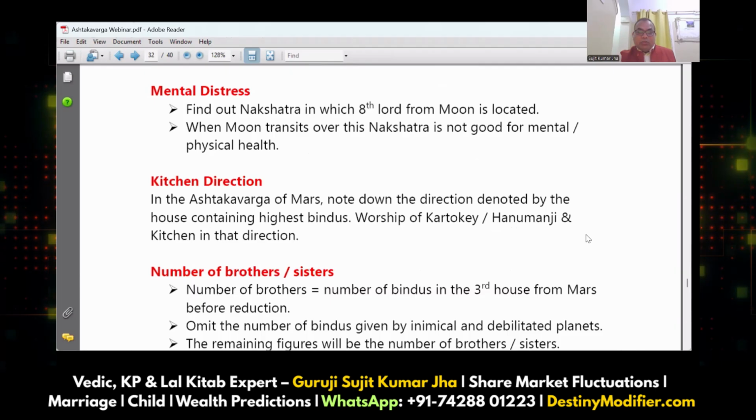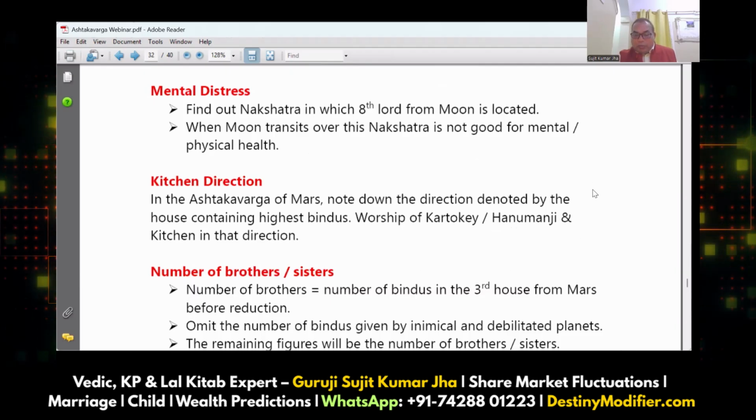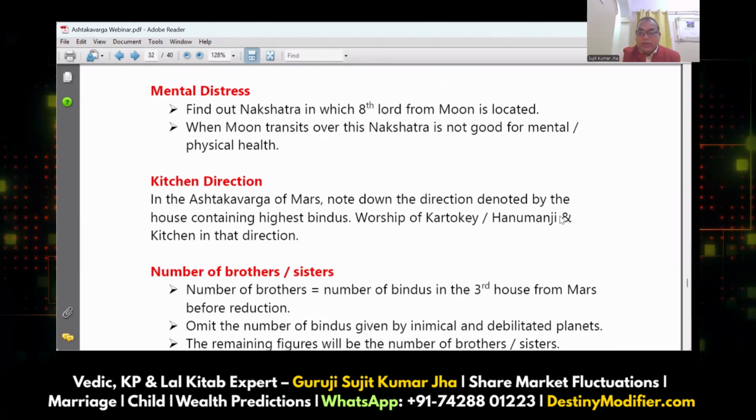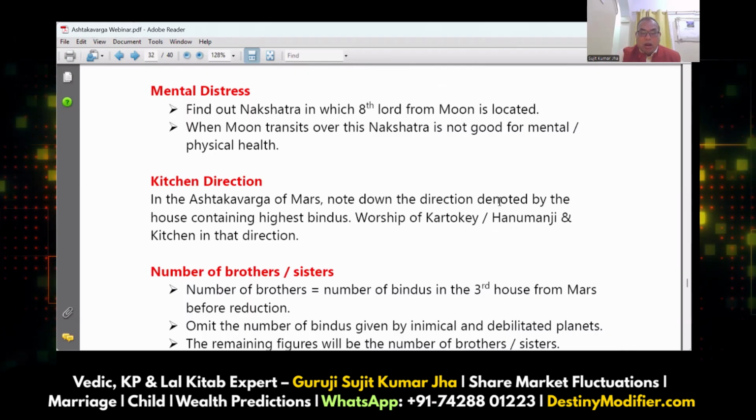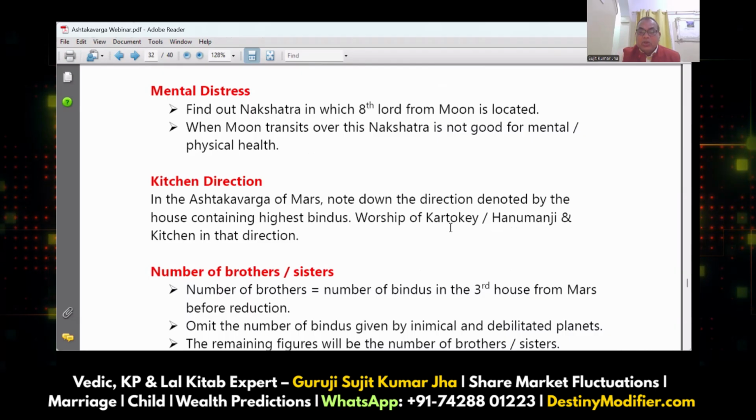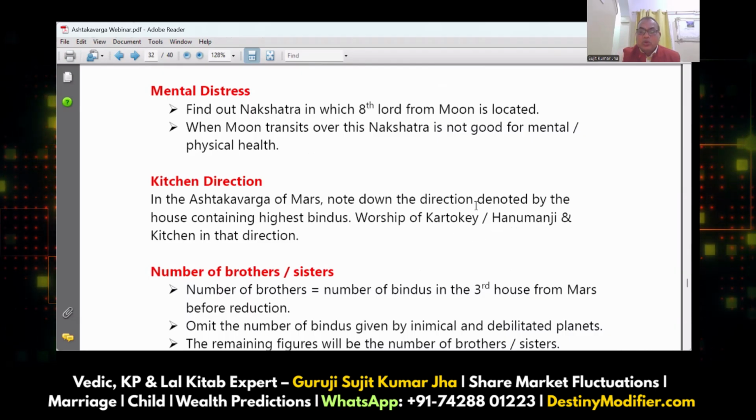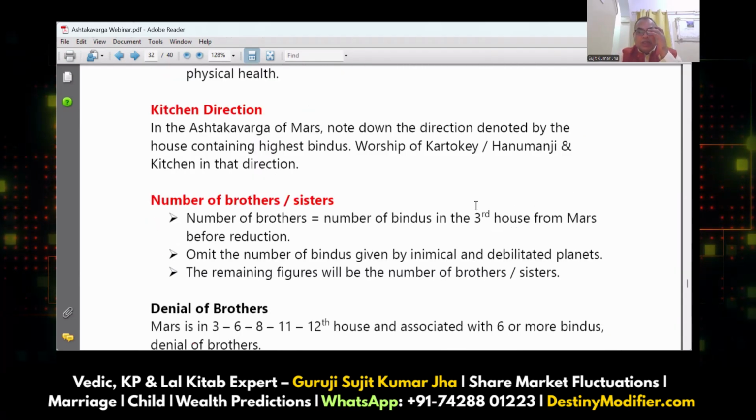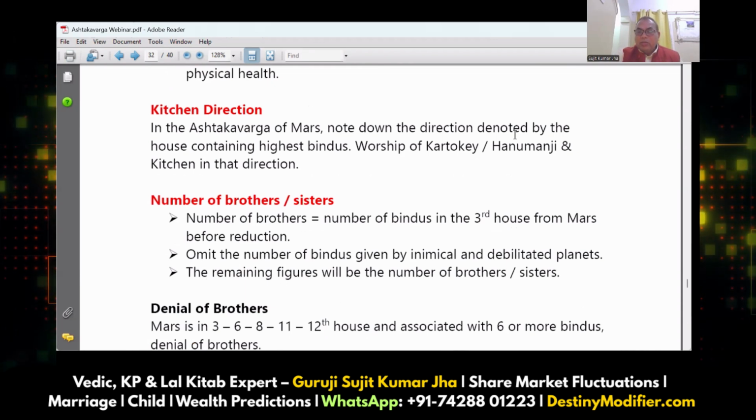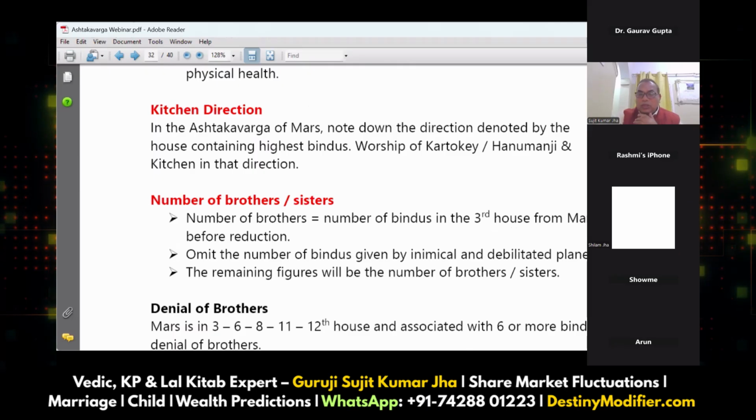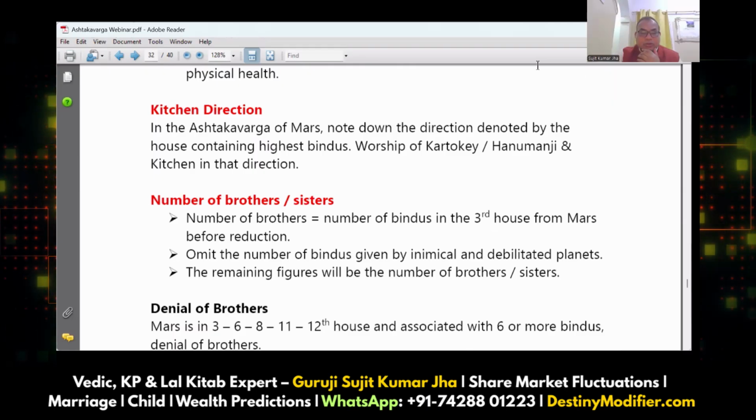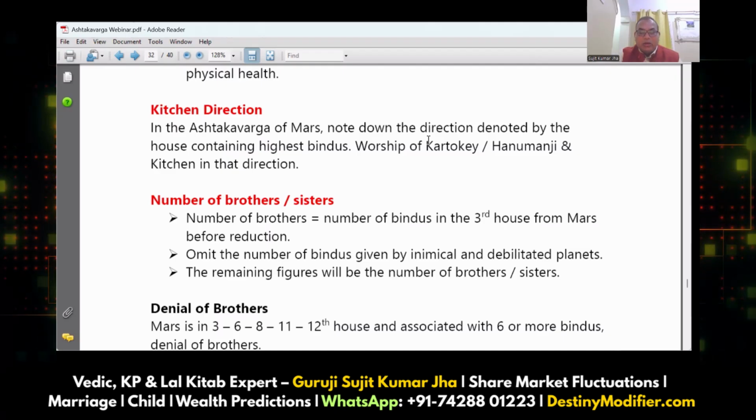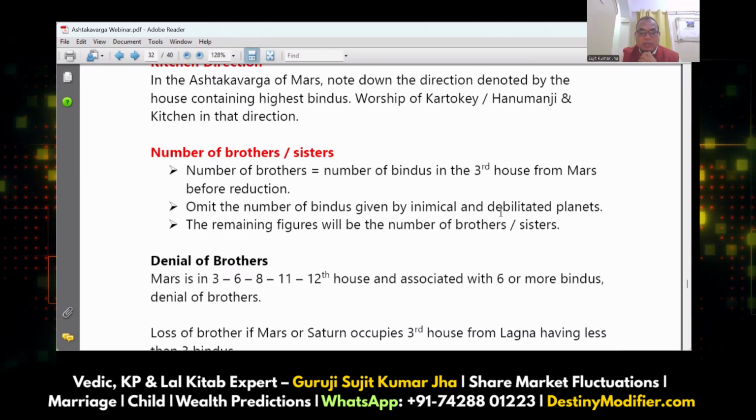Now, in which direction should the keychain be kept? So we have to check Mars. In the Mars Ashtakavarga, the direction that has the highest bindu is the direction used for the keychain. Even that direction is used to pray to Lord Kartikeya or Hanuman. How many brothers and sisters, we can also give the answer by this. So these are the concepts to give the answer fast and accurately if you are using the Ashtakavarga system.